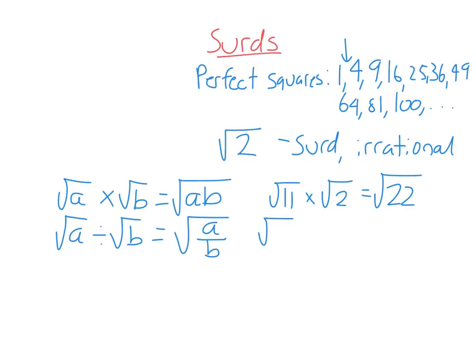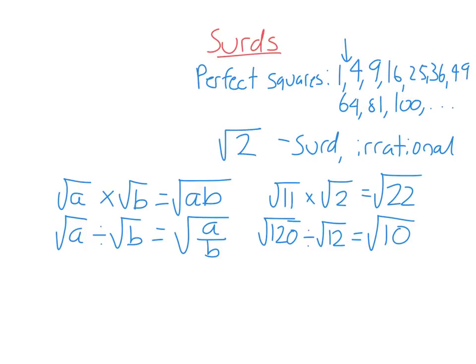So for example, the square root of 120, so that again is a surd because 120 is not a square number. If I divide that by the square root of 12, that's just the square root of 120 divided by 12, which is 10. So multiplication and division is easy.